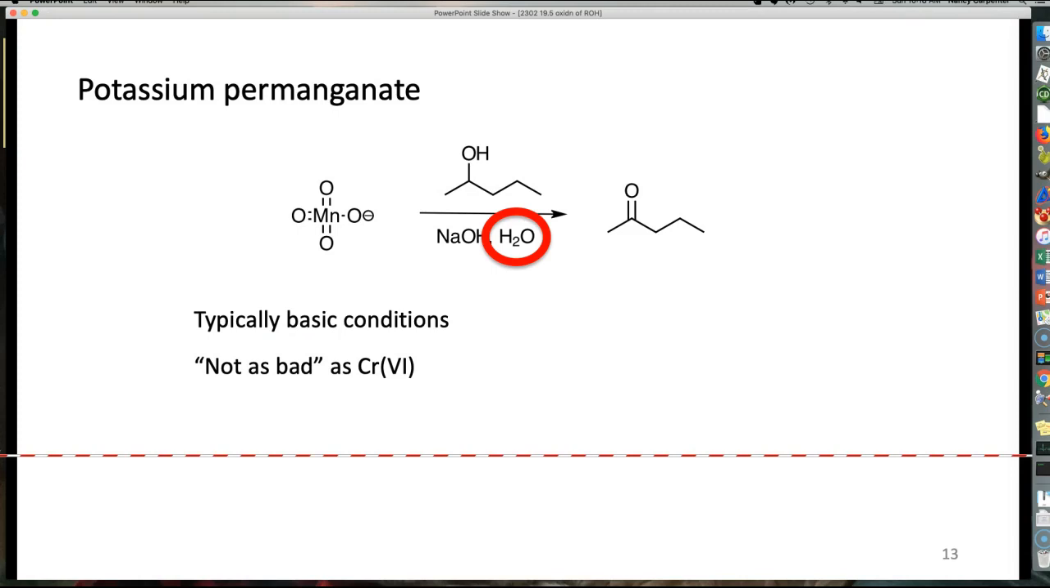Without going into the gory details of the mechanism, let's just point out that just like the chromium reagents, you can see that permanganate is highly polar. Obviously, it's a salt, potassium permanganate, and so it's going to require water to dissolve, so I'm not going to be able to selectively oxidize with this reagent. This is the intermediate. You know the rest.